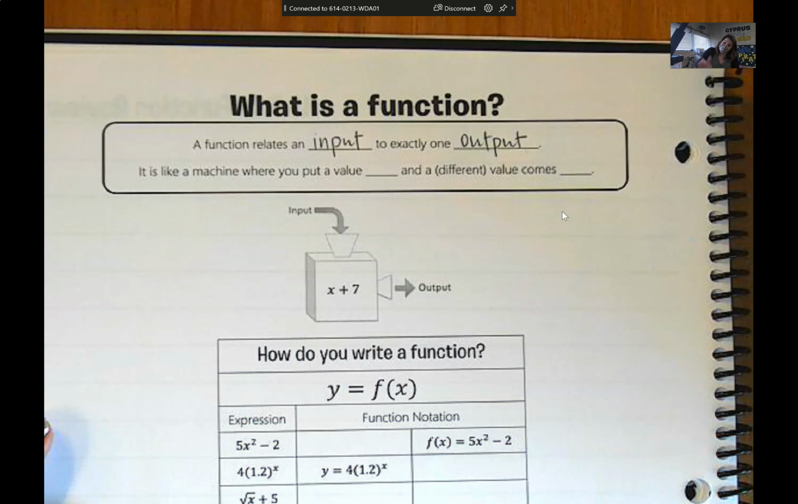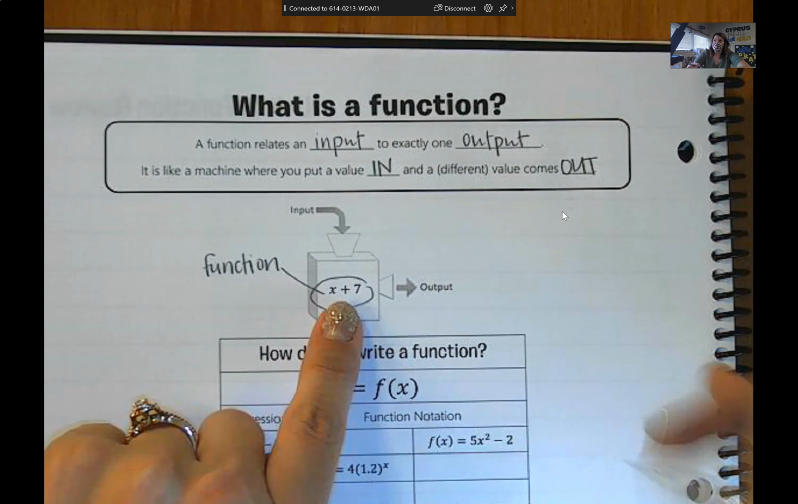It's like a machine where you put a value in and most of the time a different value comes out. So I have this little graphic of a machine. The function is this expression that's in the box. When we say we're going to review functions, this is what we mean by a function. So we're going to take some number and add 7 to it. That's the function, add 7.